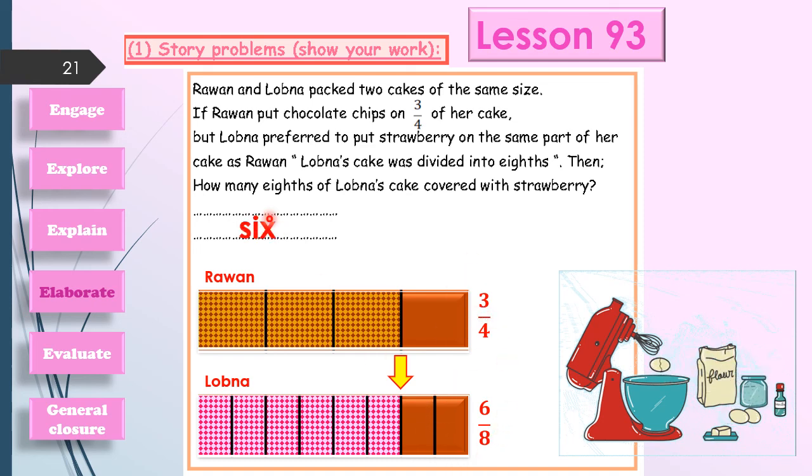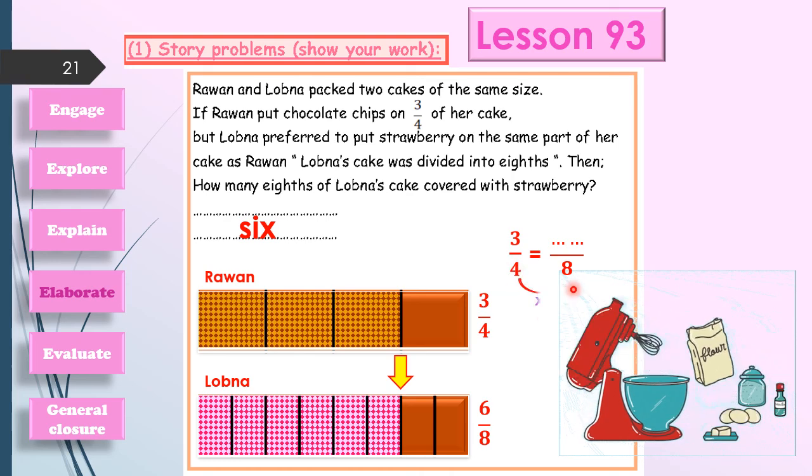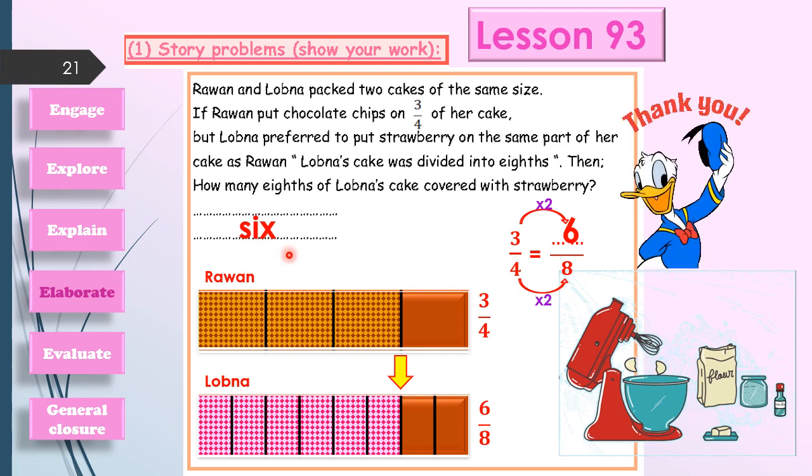Now mathematically, 6 parts have been colored. Let's prove it. 3/4 equals how many eighths? Ask yourself, 4 by what equals 8? It will be 4 by 2. As I do down, I will do up. 3 by 2 equals 6. It will be 6/8. 6 parts. Good job. Thank you.